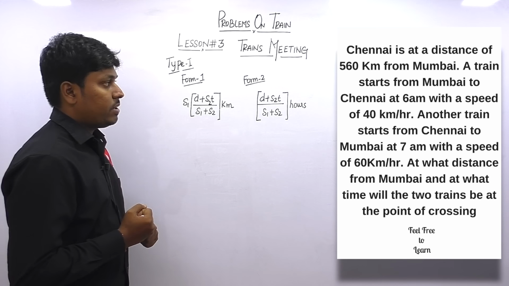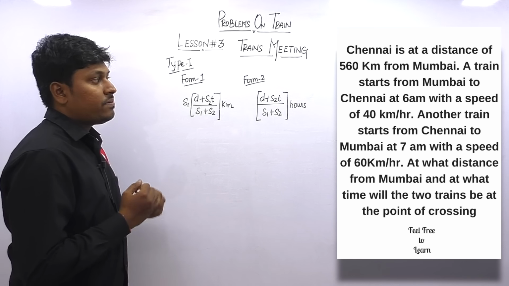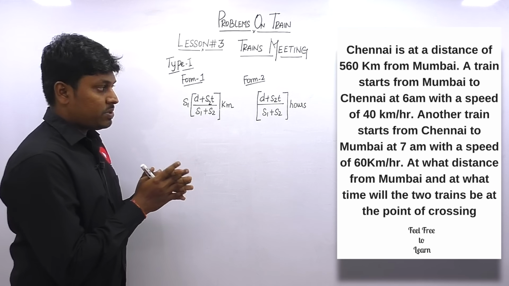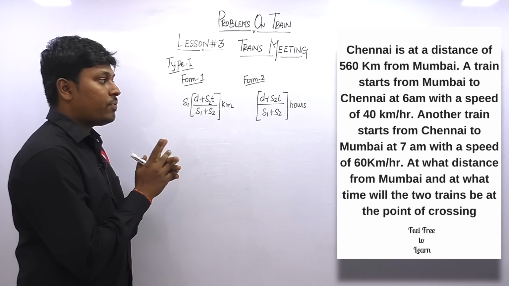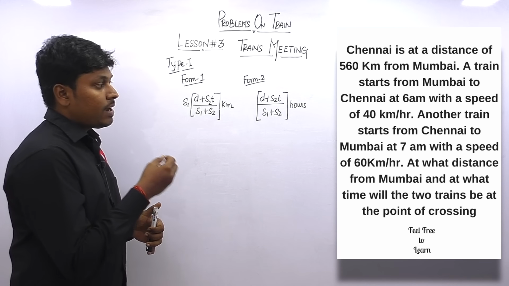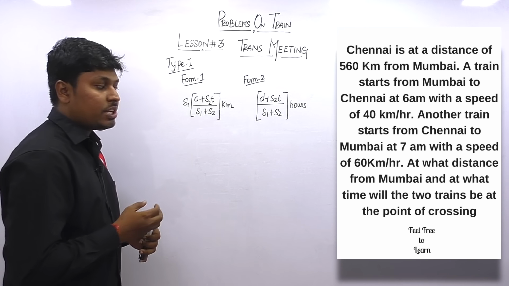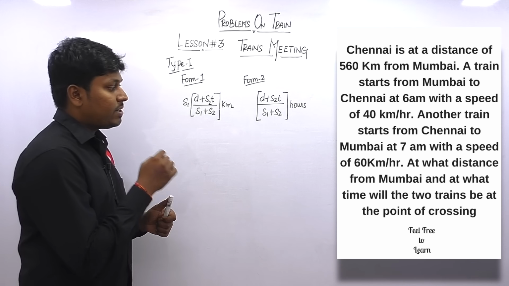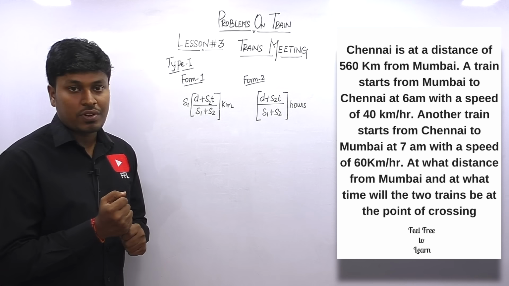Question number 4. So Chennai is at a distance of 560 km from Mumbai. A train starts from Mumbai to Chennai at 6 a.m. at a speed of 40 km per hour. Another train starts from Chennai to Mumbai at 7 a.m. with a speed of 60 km per hour. At what distance from Mumbai and at what time will the two trains be at the point of crossing?